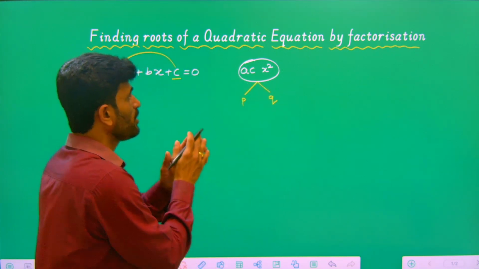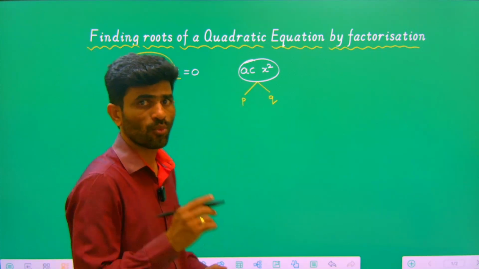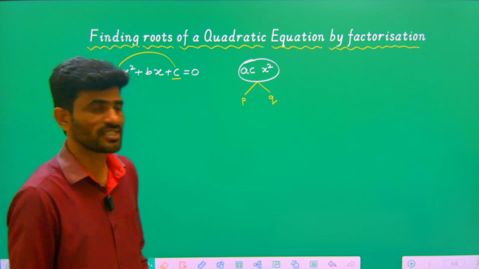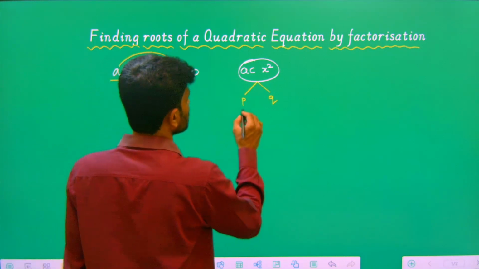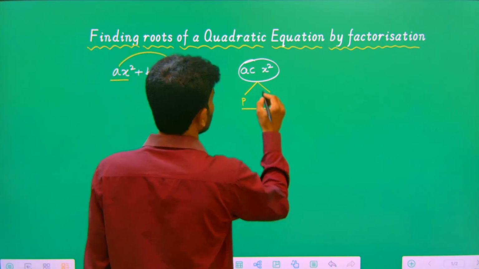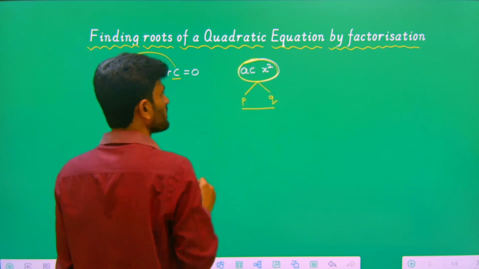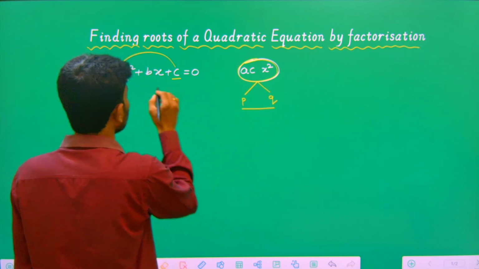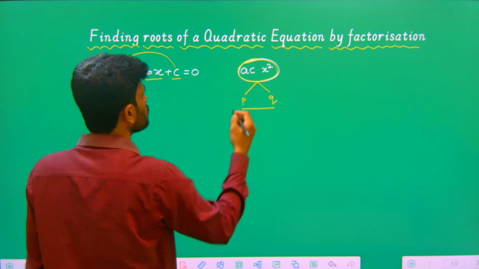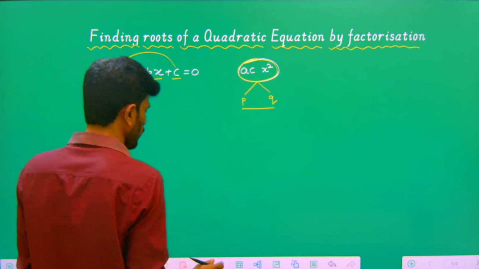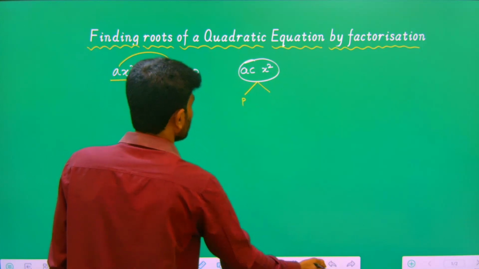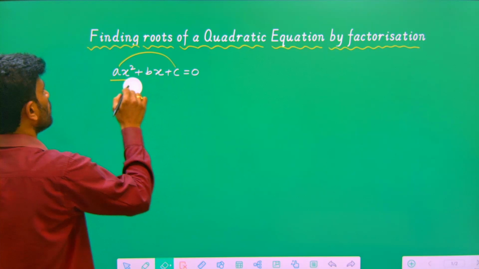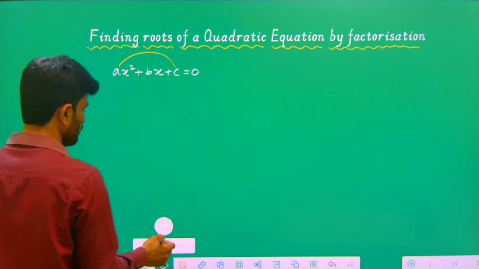Now, there will be many factors of this product, but one set of factors we have to select such that their product is this a into c x square and their sum is the middle term. When you add these two factors, we have to get the middle term. When you multiply these two, we have to get ac x square again. So to understand this, we will take one problem so that you will understand what is the procedure, what is the process.